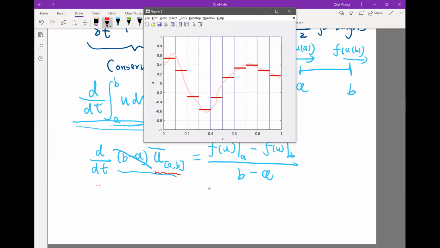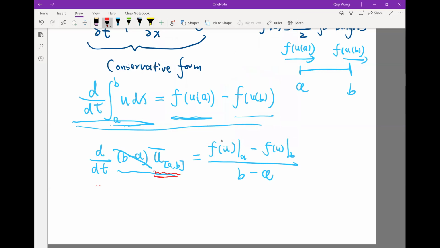Let me ask in another way. If we turn this into an ordinary differential equation, what would be the variables? What would be the vector? What would be the unknowns? Well, the unknowns are actually these averages, right?